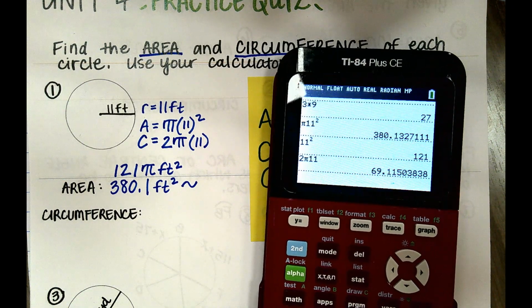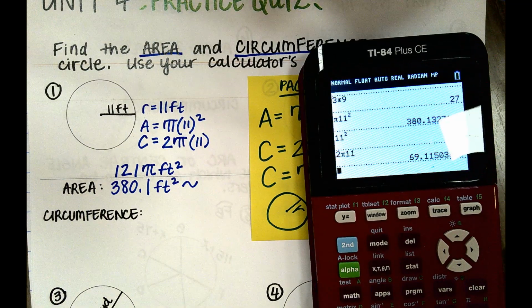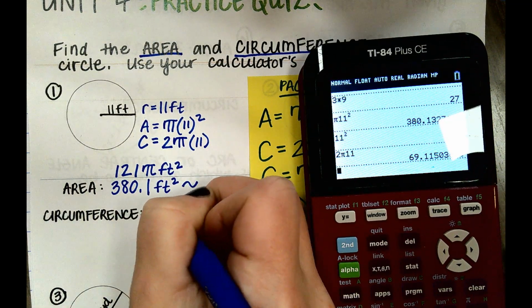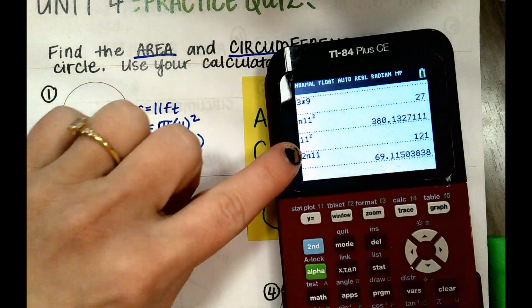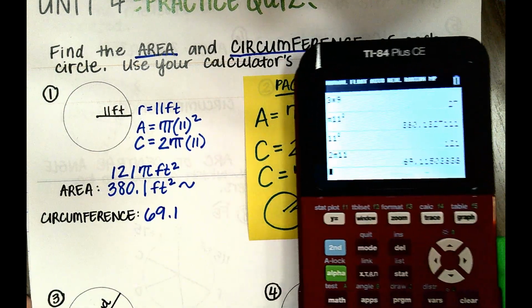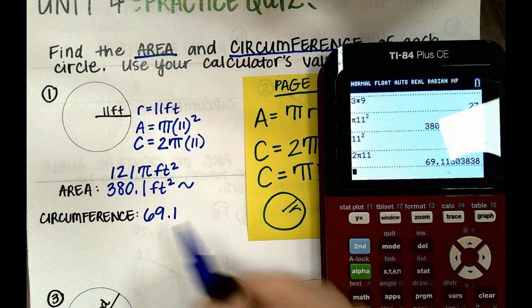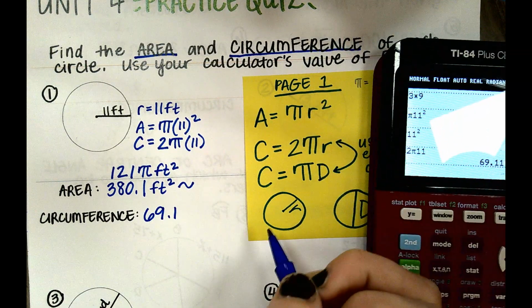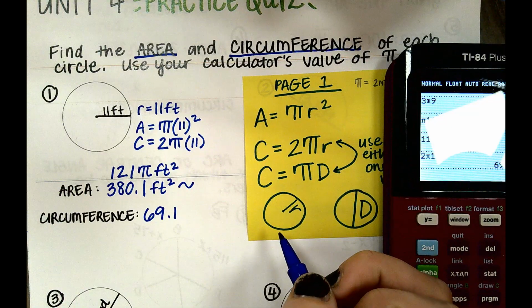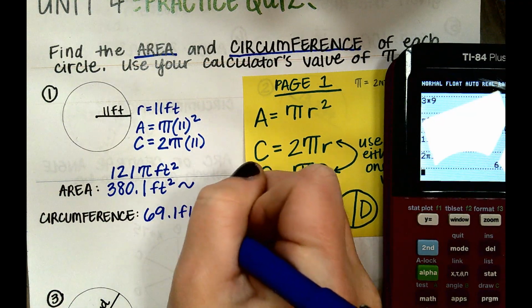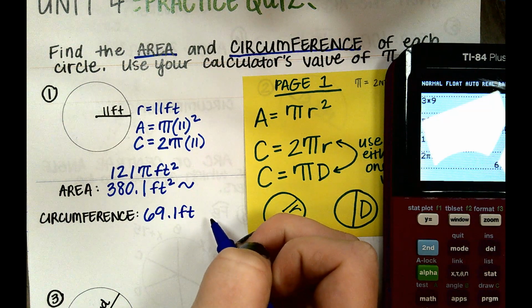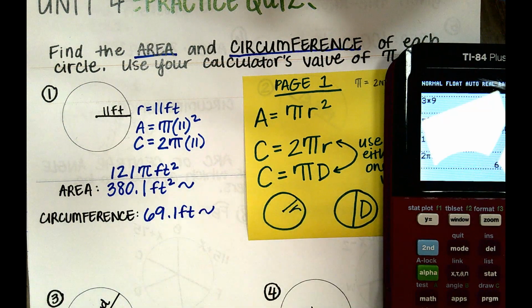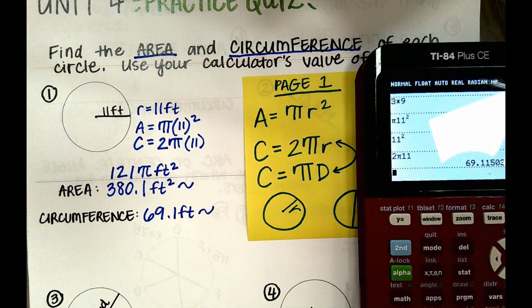And I will just write 69.1. Is this exact or approximate? Approximate. We used pi, so this is approximate because we have to round. So 69.1, what would my units be? Feet. And of course, what do we need to include at the end because it's approximate? Squiggly. Tilde.